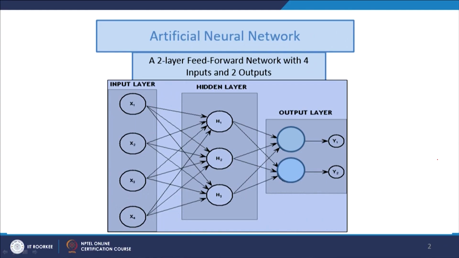So, an artificial neural network is depicted in this picture. It has 3 layers. One is the input layer, the middle one is the hidden layer, and the last one is the output layer. For example, here x1, x2, x3, x4 are the inputs and y1, y2 are the outputs. 4 inputs and 2 outputs are given in this artificial neural network, and there are 3 hidden neurons.